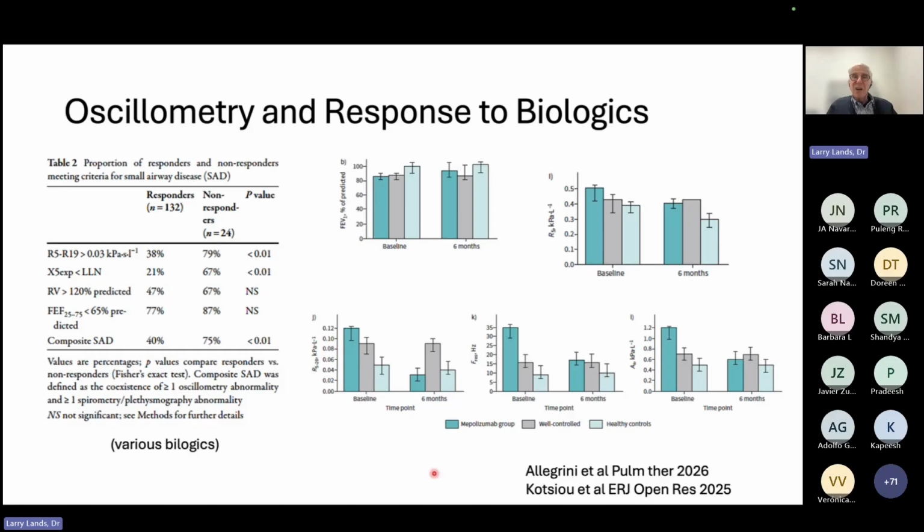So here we had where they couldn't pick up a signal that mepolizumab was doing anything in this asthmatic group in terms of FEV1. They were able to see it with oscillometry, which is more sensitive to changes in the small airways, in response to a biologic.